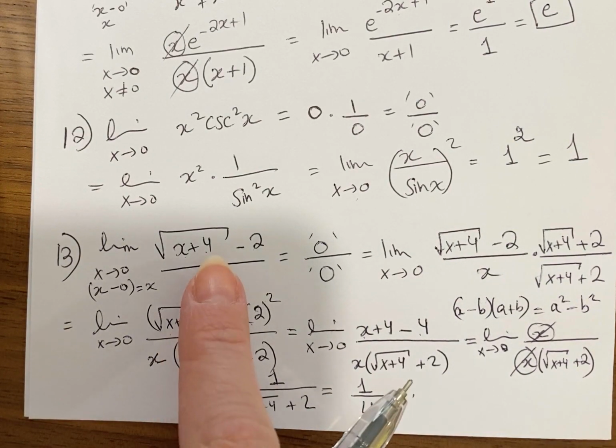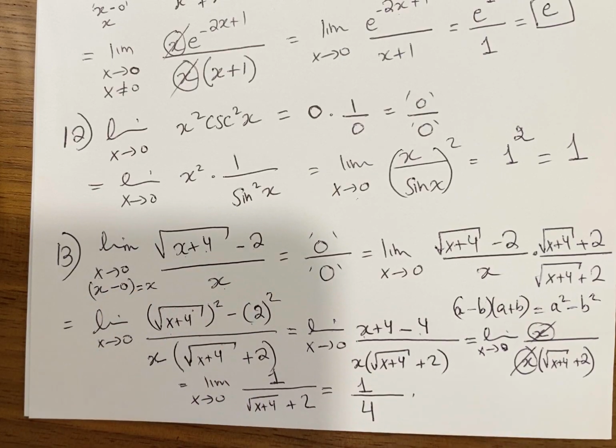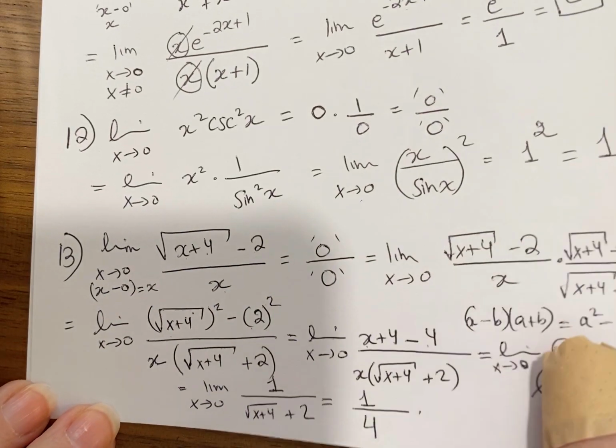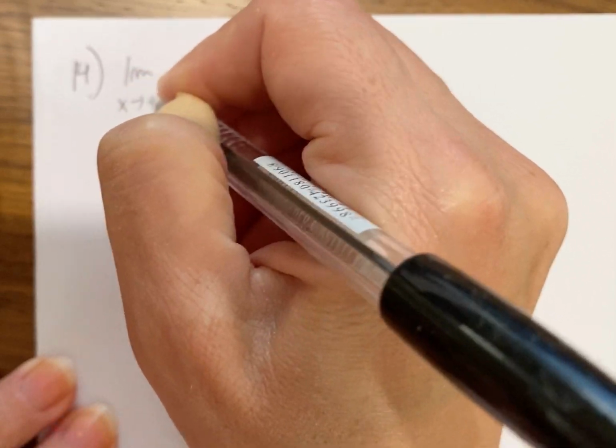What's the limit of this function around 0? The limit is equal to 1 over 4. There are so many examples. Again, I tend to solve as many as I can, because the more you solve, the better you become.